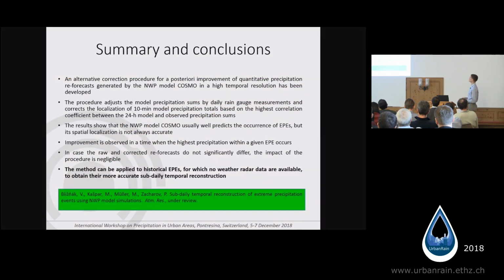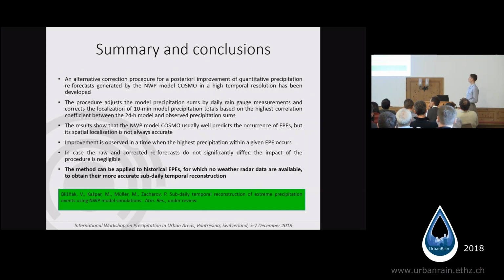So let's go to the summary. An alternative correction procedure for a posteriori improvement of quantitative precipitation reforecasts generated by the model Cosmo in a high temporal resolution has been developed. The procedure adjusts the model precipitation sums by daily rain gauge measurements and corrects the localization of 10-minute model precipitation based on the highest correlation coefficient between the 24-hour model and daily observed precipitation sums.